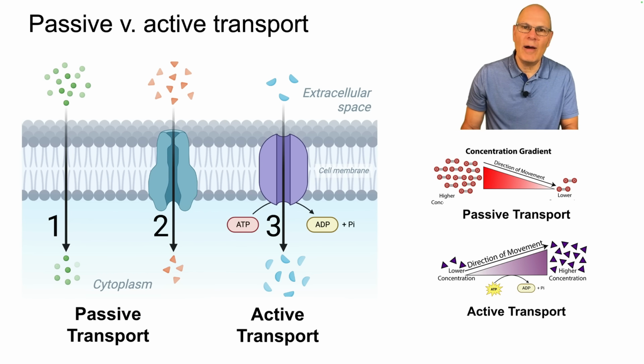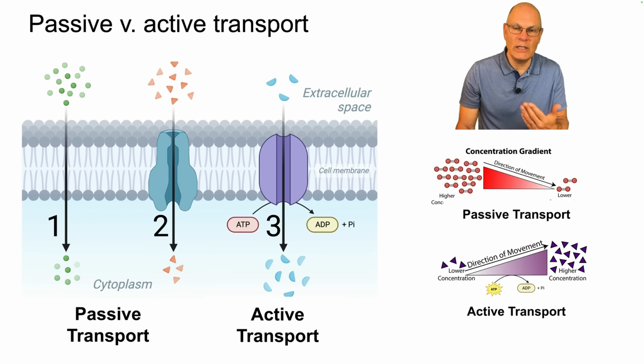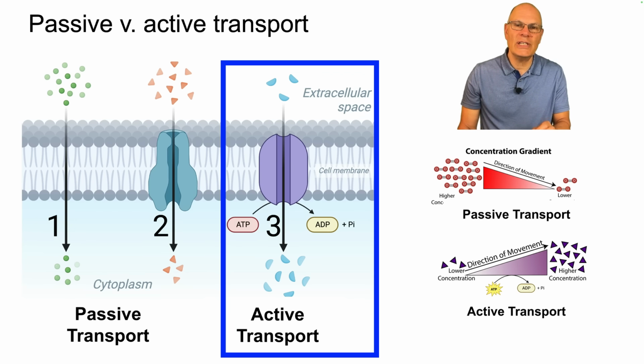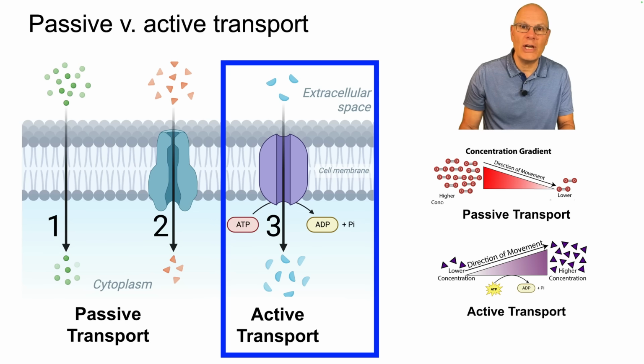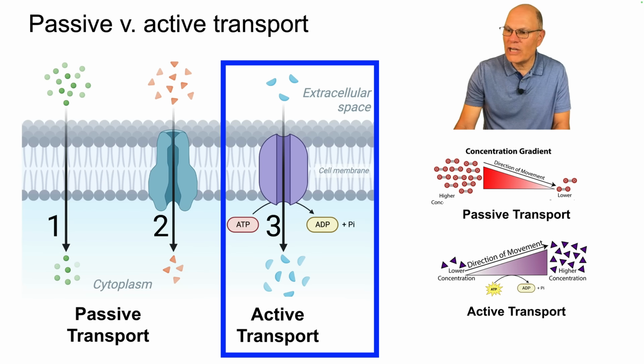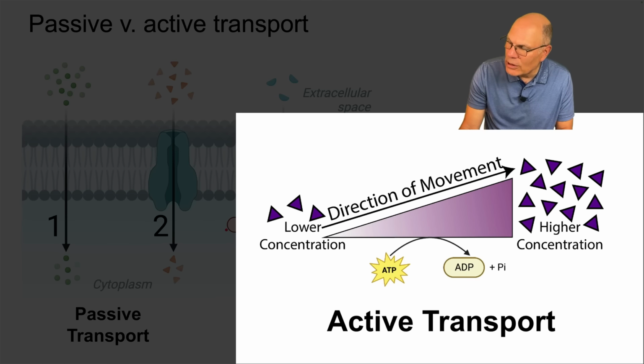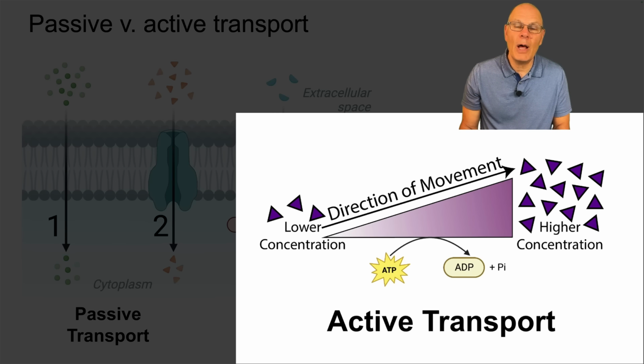Not everything, however, can get into cells by diffusion. Sometimes cells need to take things that are in low concentration and actively pump them in. That's called active transport. Active transport requires energy in the form of ATP, which gets broken down to ADP, to power some kind of pump. Instead of flowing down a concentration gradient, in active transport, molecules are being pumped up a concentration gradient.